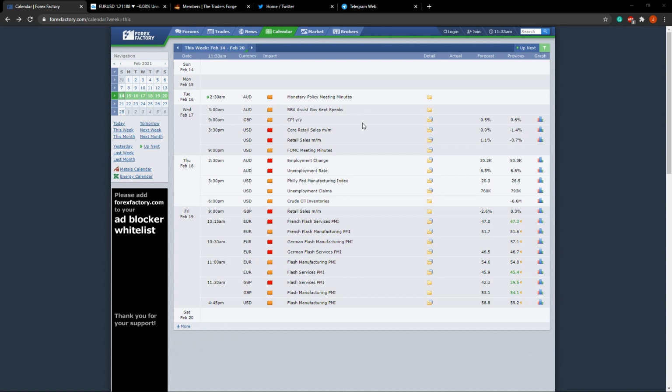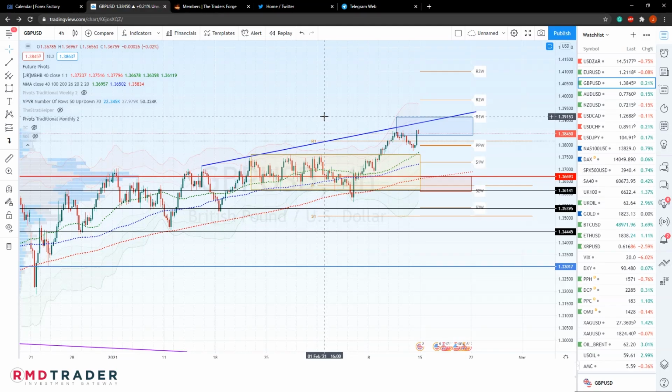Having a brief look now at the economic calendar for the week. Today is President's Day in the US, so no markets would be trading in the US today. And then you can see we have a few events on Wednesday at about 3:30, some core retail sales. Thursday, we have the employment change, unemployment rates for Australia, as well as unemployment claims for the US. And on Friday, a bunch of data coming out in the European Union, as well as in the UK, affecting the GBP, as well as manufacturing PMIs of the US.